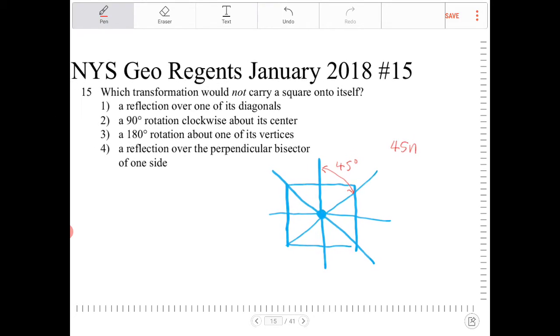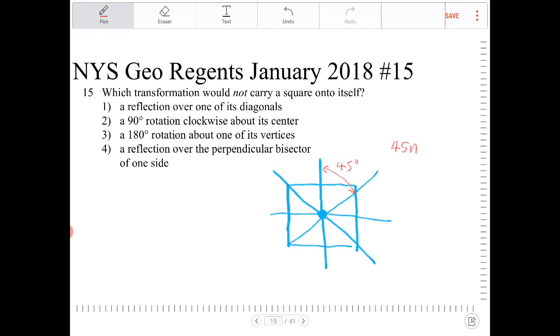Now the question here is asking for which transformation would not carry a square onto itself. So let's see, a reflection over one of its diagonals. Its diagonals are definitely lines of reflection, so the square will land on itself. So this is not the answer choice that we want to pick. A 90-degree rotation clockwise about its center. 90 degrees is a multiple of 45. We multiply 45 by 2, we end up with 90. So it will land on itself.